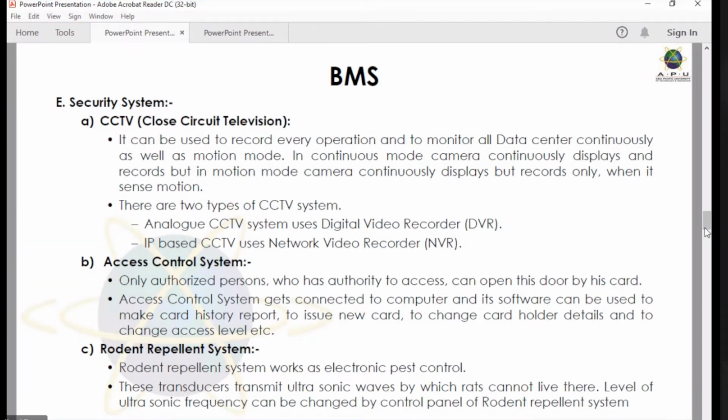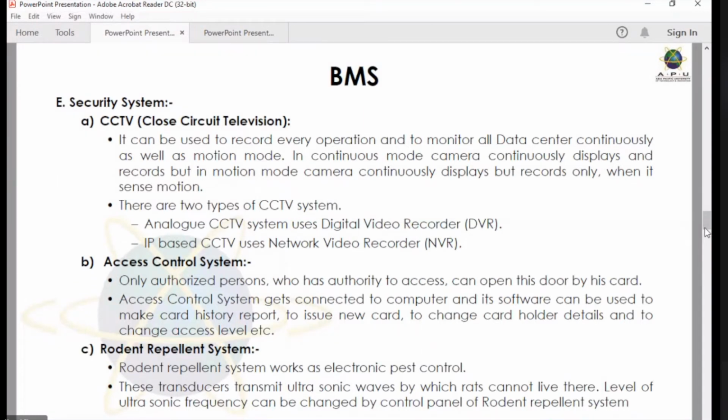Okay, there are two types of CCTV. One is analog CCTV, which uses DVR, okay, digital video recorder. Nowadays we don't see these DVRs. पुरानो जसले राख्यो, okay, DVRs. Nowadays we use NVR, network video recorder, which is based on IP, okay, IP CCTV, and you can see it anywhere because it's connected to network. You can observe your CCTV anytime, whenever you want.